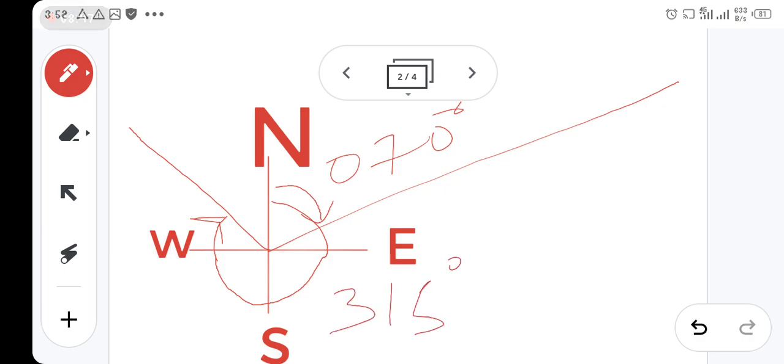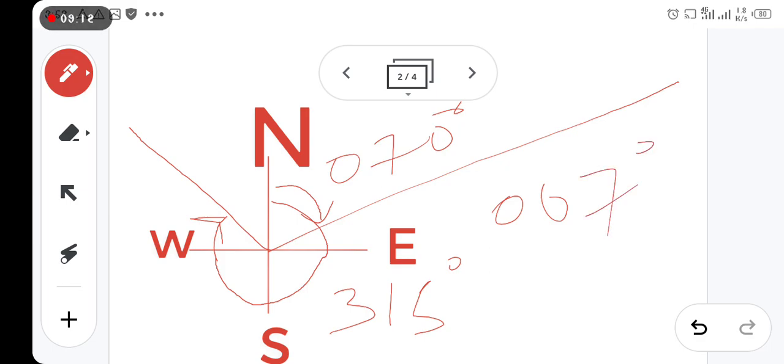So this is a bearing of 315 degree. Now, when using the three-figure bearing, it's wrong for you to write the bearing using two digits or a single digit. It must be three digits. That's why we call it a three-figure bearing. So a bearing of 7 degrees should be represented as 007.